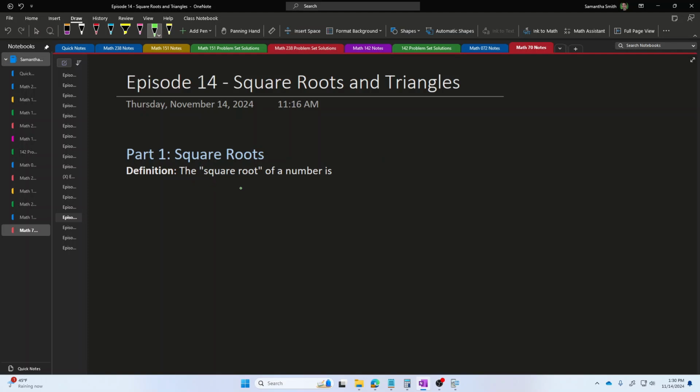If you're taking the square root of a number, you're asking yourself, if I was going to square some other number to get the one that I have, what number would I have to square to get the value that I have? The square root of a number is another number which becomes your number when you square it.